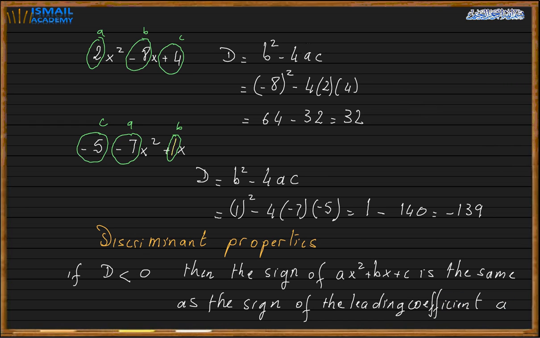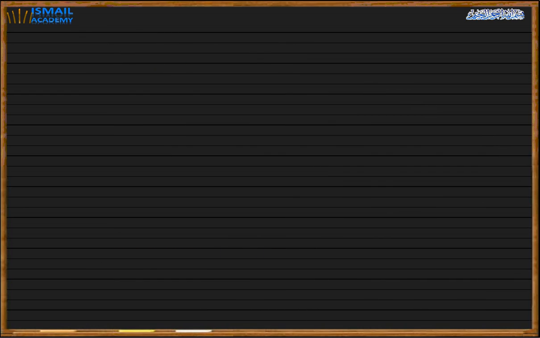What does it mean? This means if a is positive, ax squared plus bx plus c will be positive for any value of x. So if a is positive, then ax squared plus bx plus c is positive for any x you pick. Any x you choose is going to be always positive. Let me give you an example.